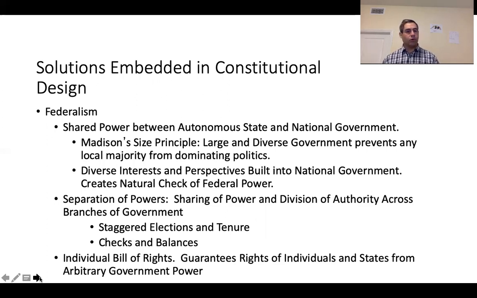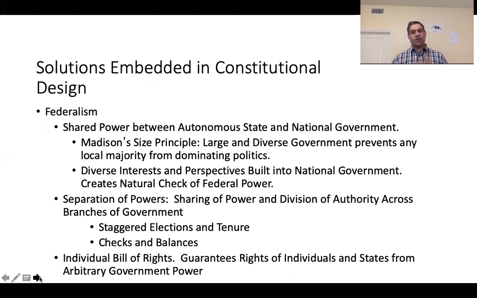The Federalists are more organized and more certain that this new constitution, through the separation of powers, will be effective in producing a stronger national government, but also one that's not tyrannical. To review some of these solutions that they intend to use to prevent both tyranny of the majority and tyranny of the minority in this new constitution, we can review some of these provisions. So the first is they institute the provision of federalism. This is the shared power between autonomous state governments and the new national government.